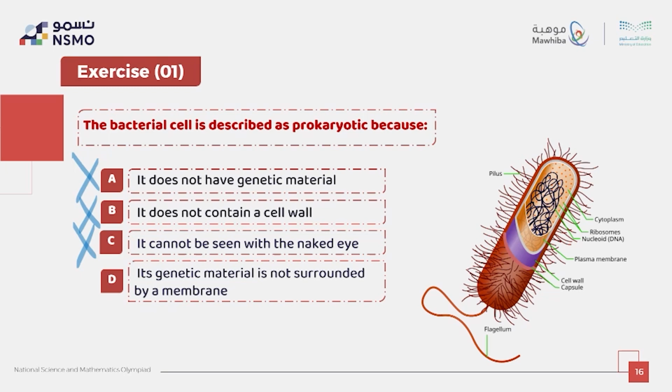So the last one, its genetic material is not surrounded by a membrane, is the correct answer because in a bacterial cell the DNA is free in the cytoplasm because they do not have a true nucleus. Because of that, we see here the nucleoid material. So this is the defining feature of prokaryotic cells. You can see this in the diagram on the right. Look, the DNA is located in a region we call the nucleoid, not a nucleus.